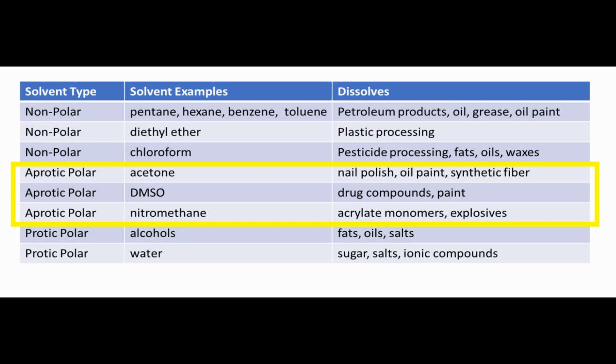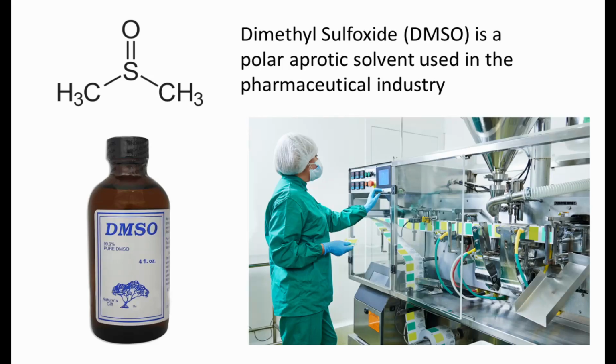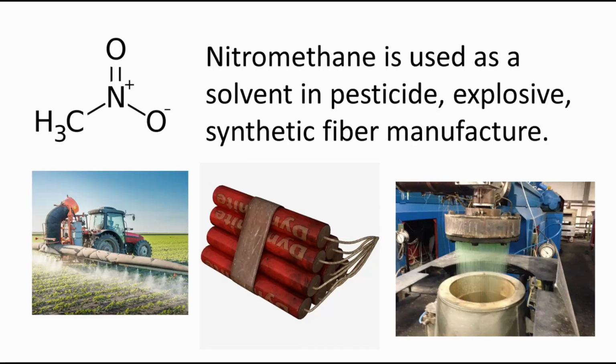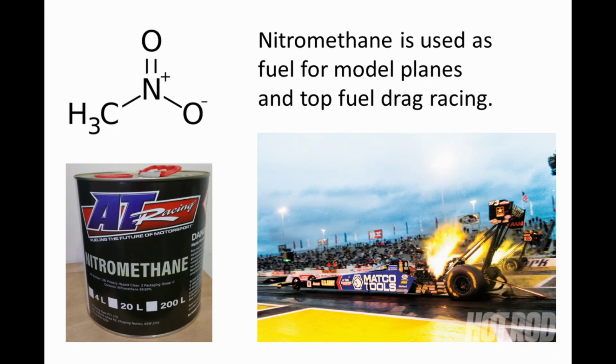Polar aprotic solvents include acetone, DMSO, and nitromethane. Acetone is used to dissolve or remove nail polish or to thin oil-based paint. Dimethyl sulfoxide, DMSO, is commonly used to dissolve drug compounds. Nitromethane is used as a solvent to manufacture pesticides, explosives, and synthetic fibers. Nitromethane is used to dissolve acrylate monomers such as cyanoacrylates, also known as superglues. Nitromethane is also used as a fuel for model airplanes and top fuel drag racing.